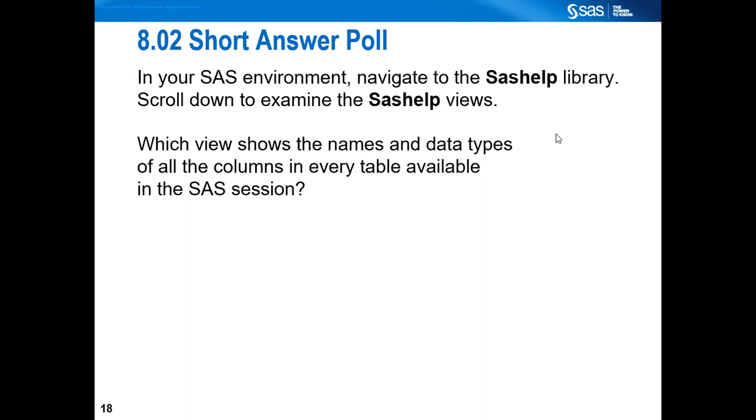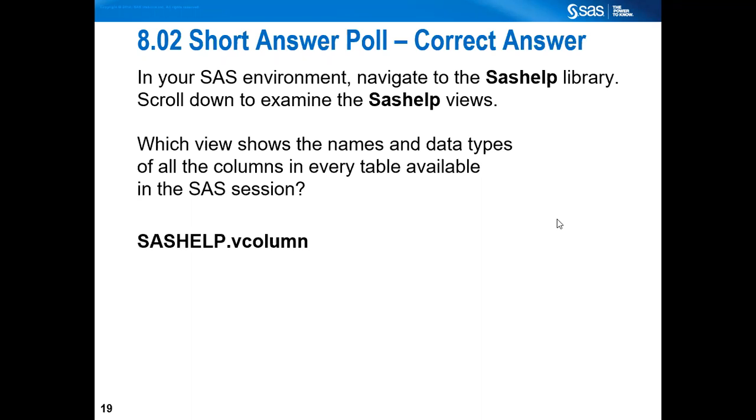V column. No. Yes, it's V column. Okay, fine, because it's going to be your base SAS concept. So it's the information saved in SAS help as a view; to query the columns information you write V column. Okay, everyone, did you find it? Yes, Ashwini. Okay.